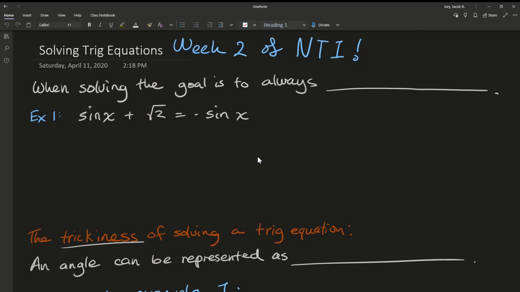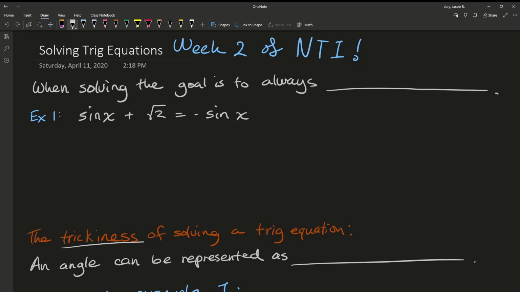So we are looking at solving trig equations today, and it's going to involve a lot of the stuff that you remember from just solving algebra equations, as well as the trig things like, do you remember a unit circle? Do you remember what angle goes with which ratio? So let's start off with this first example.